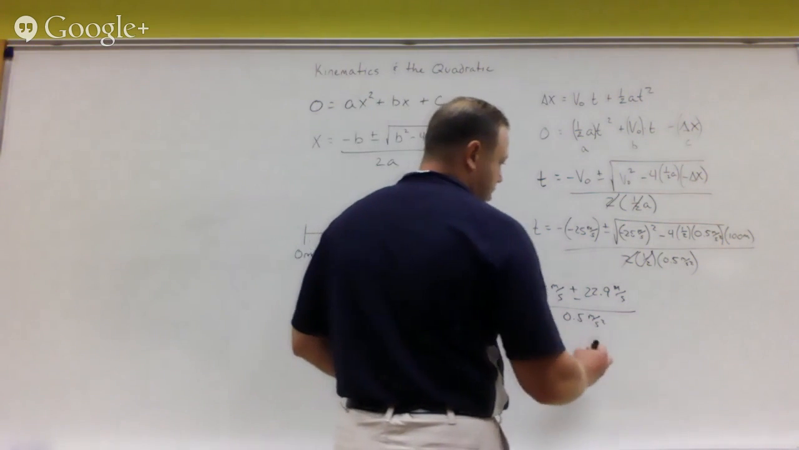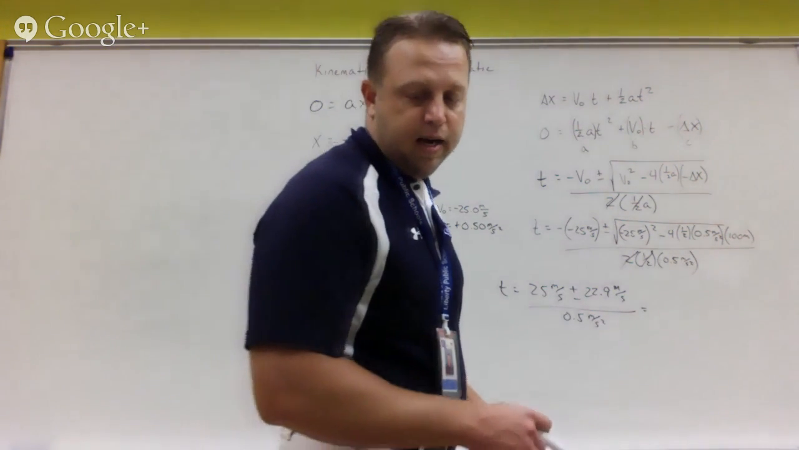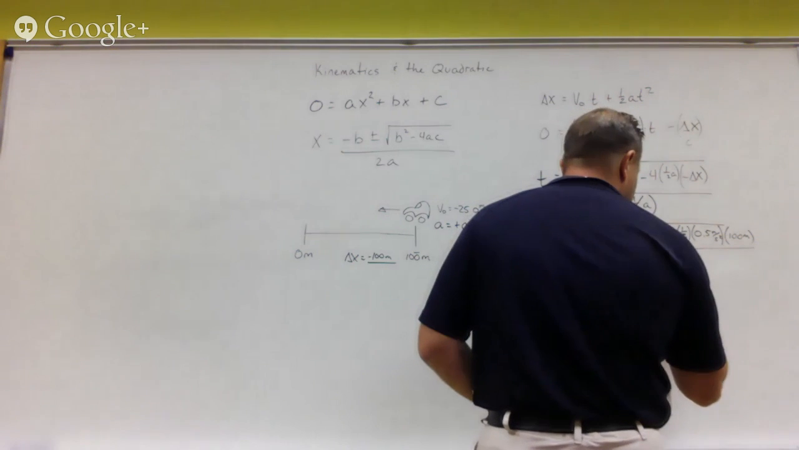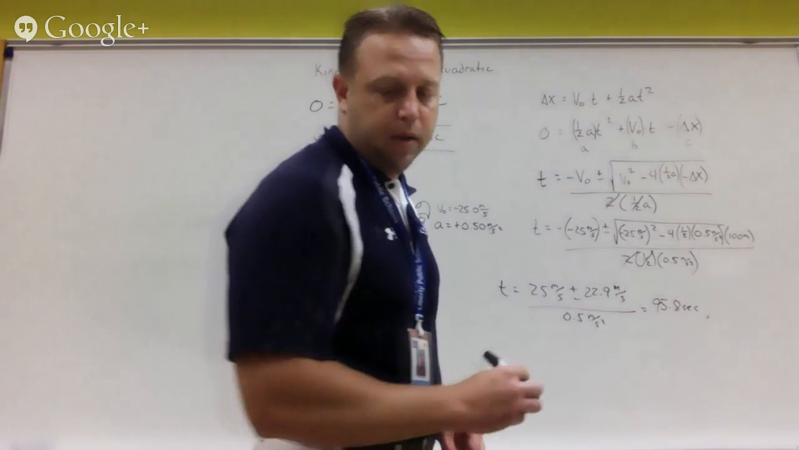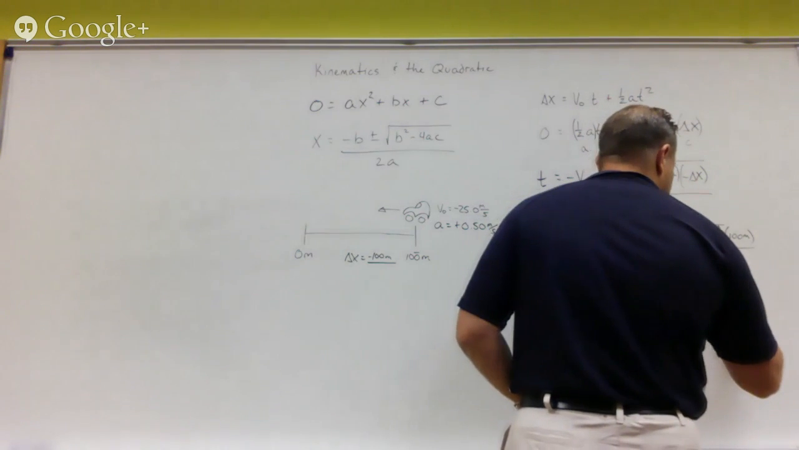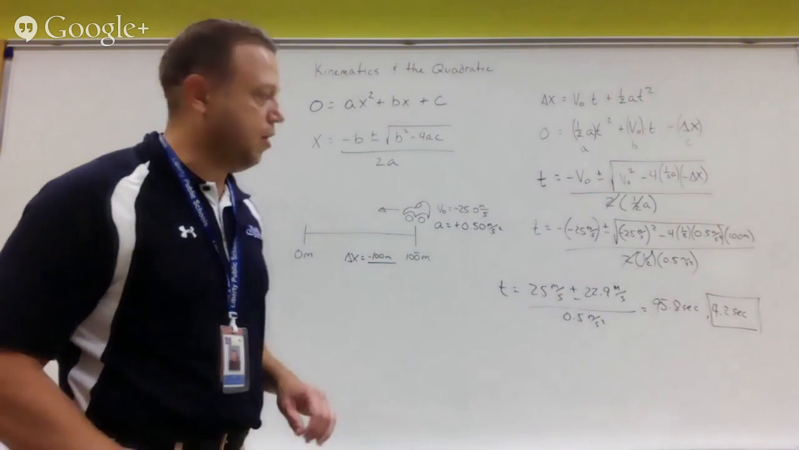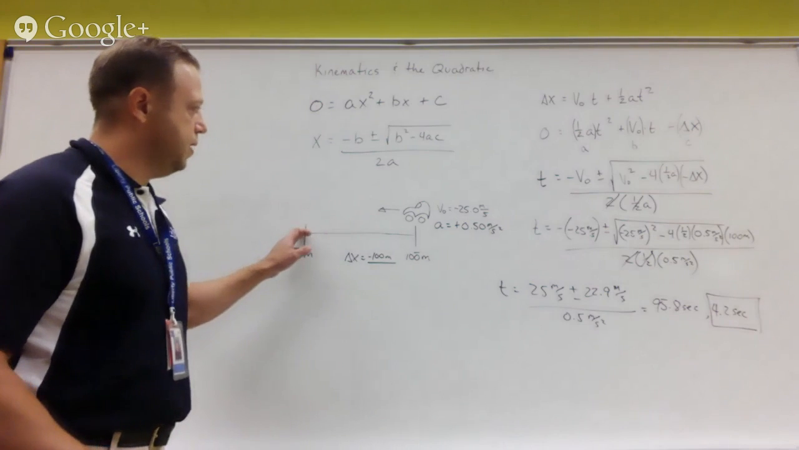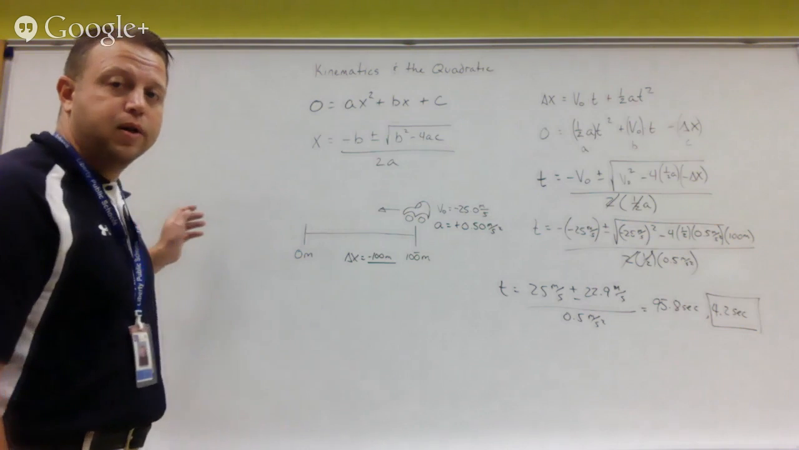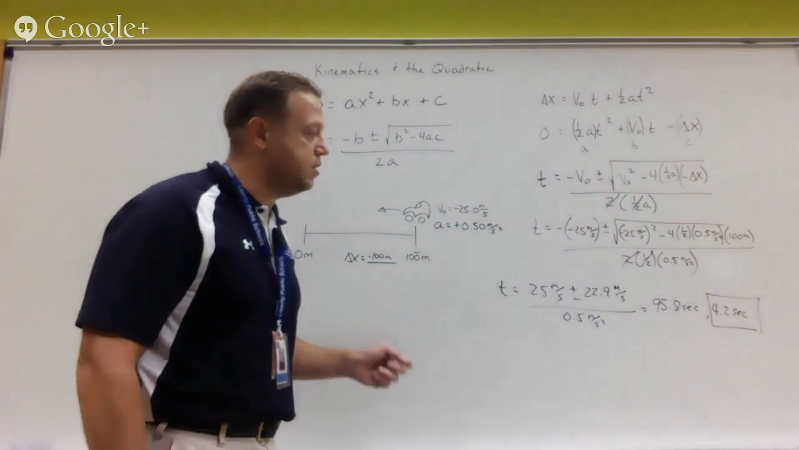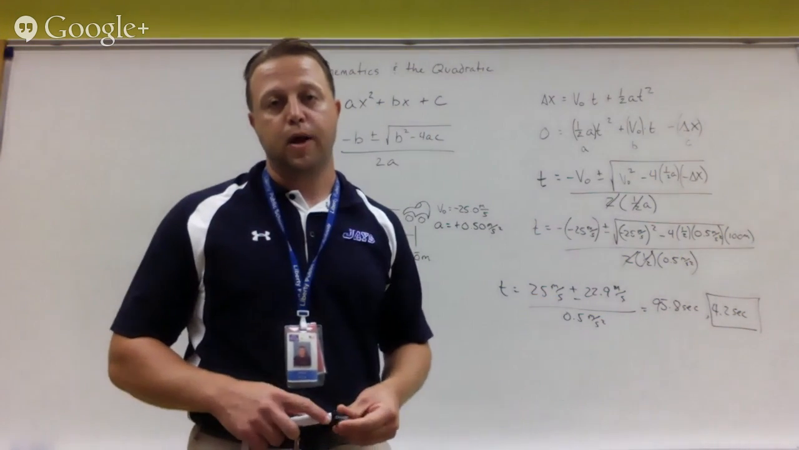If we solve for both times, one of them is 95.8 seconds, and our other time is 4.2 seconds. We can use some common sense to figure out that for this car to move from here to here, it's going to take 4.2 seconds. Then it's going to keep on going, stop, come back, and cross that 0 meter mark again at the 95.8 second mark. Hope that helped.